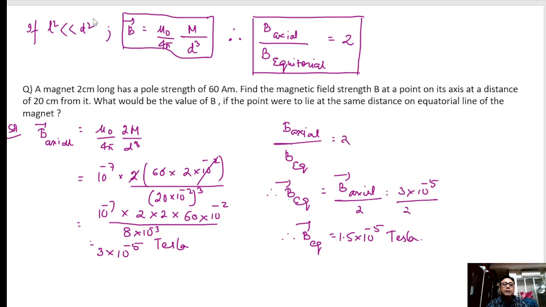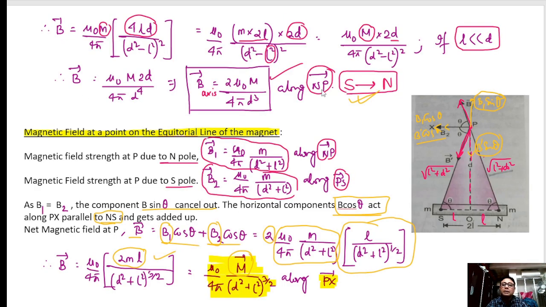that if the length is very small compared to d, then what happens? Neglecting it, we get this. So please note, this is the magnetic field due to a magnet along the equatorial axis. And this was the magnetic field along the axial line. Magnetic field along the axial line was this.